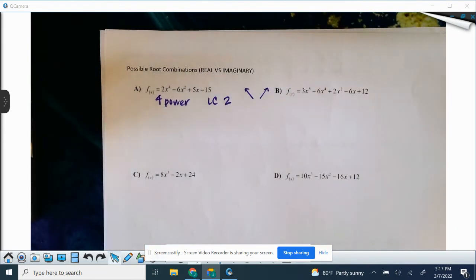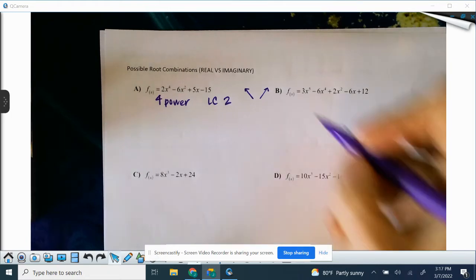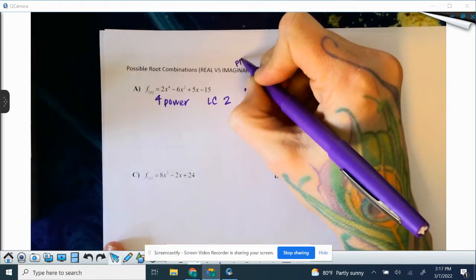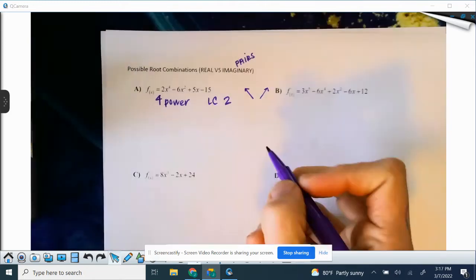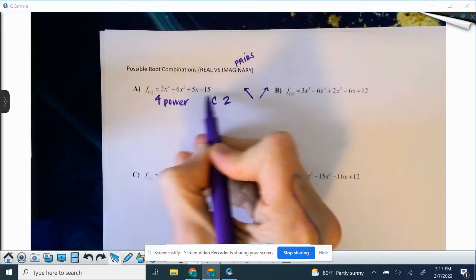And I think we did discuss it briefly on Friday. Imaginary has to be in pairs. So you can only have an even number of imaginary solutions, because you're going to have a positive and a negative of that imaginary. So our options for combinations for the 4th power.